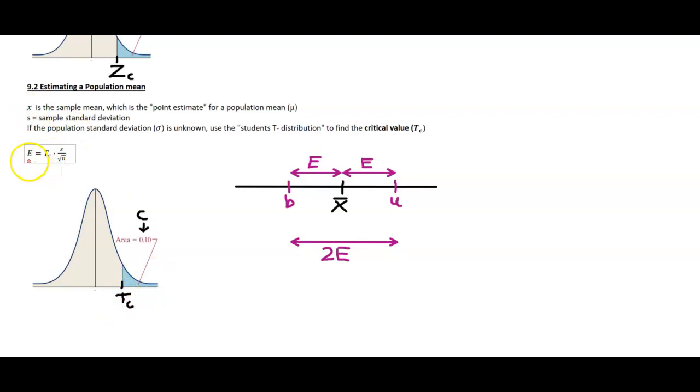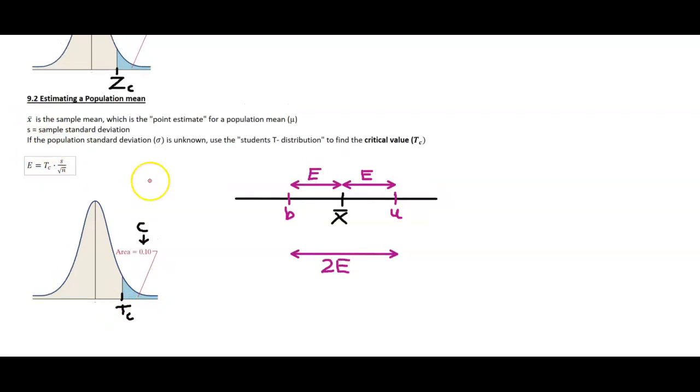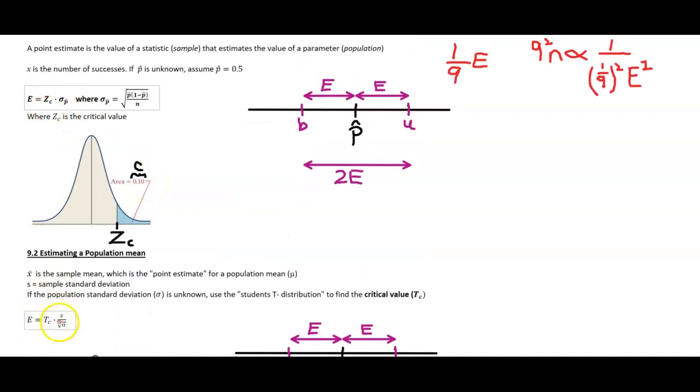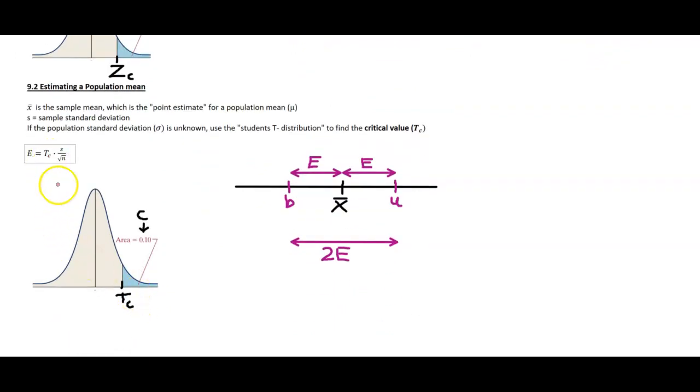So our margin of error is still the critical value, just like it was up here. It's just a different critical value. Instead of z, it's t. And then this fraction here is still our standard error, just like sigma sub p hat was our standard error for the population proportion. For the mean, s over square root of n is our standard error for the sample mean. So they're the same idea, but the formulas are different, so you have to pay attention to that.